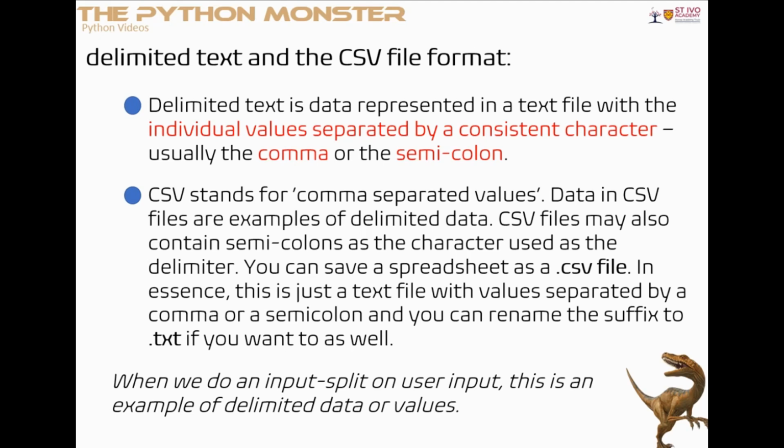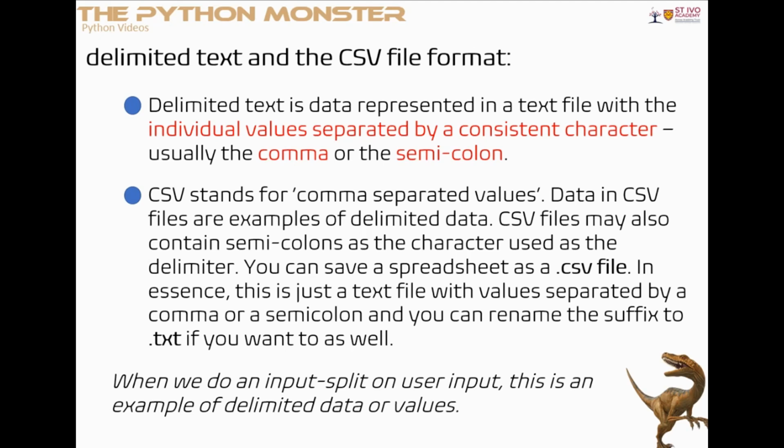CSV stands for comma separated values. Data in CSV files are examples of delimited data. A CSV file may also contain semicolons as the character used as the delimiter. Now if that sounds a little bit strange because it's called a comma separated values file, it's simply because occasionally the comma is replaced by the semicolon as an alternative delimiter, and that's normally because of some issues around formatting where commas have already been used. But we still call a file a CSV file regardless of whether the delimiter is a semicolon or a comma.